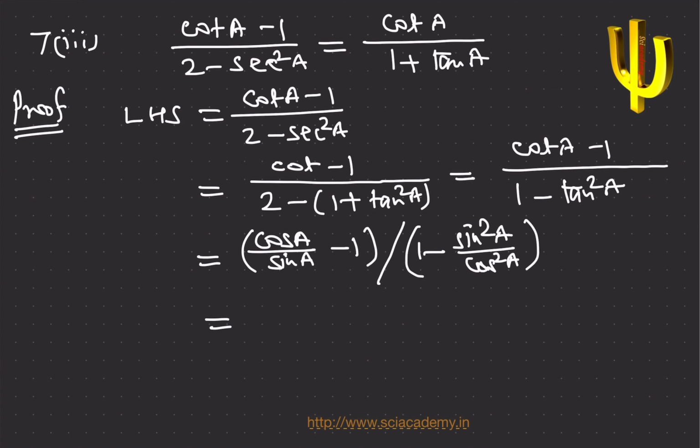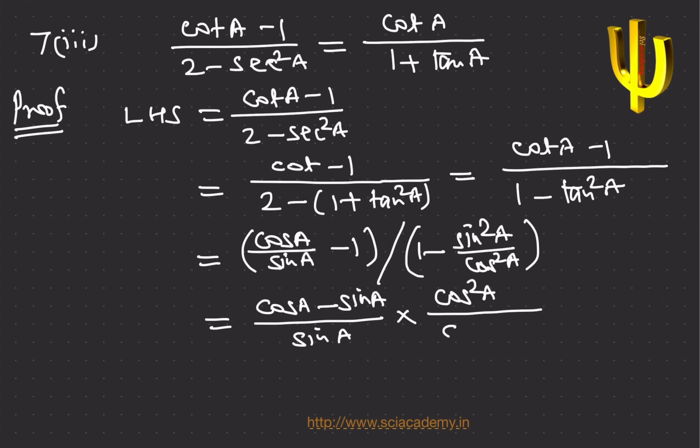So what we will have? (Cos A minus sin A) divided by sin A, into cos square A divided by (cos square A minus sin square A). Now what you have to do is convert this into this, so that one part can be cancelled by the cos A minus sin A. So let us change cos square A minus sin square A into (cos A minus sin A) into (cos A plus sin A).